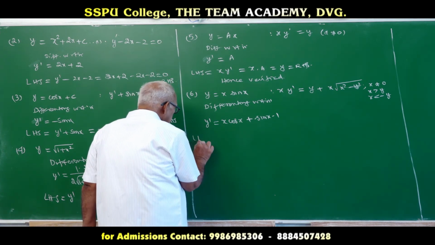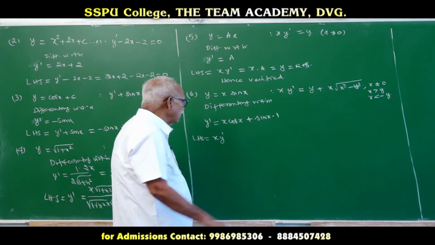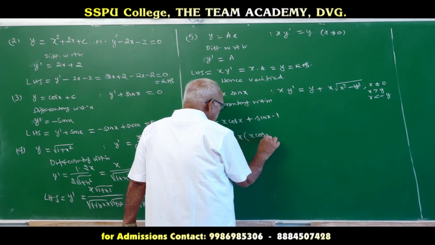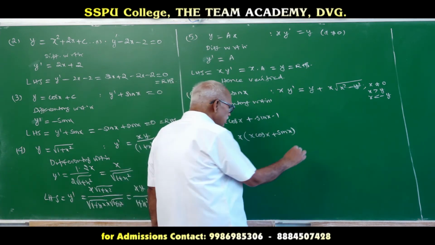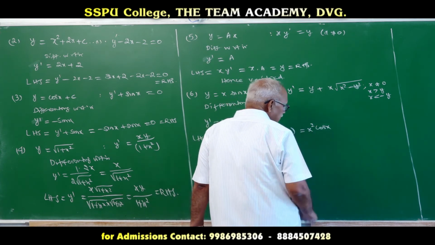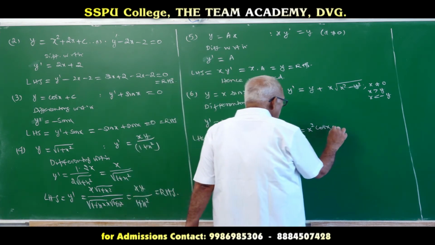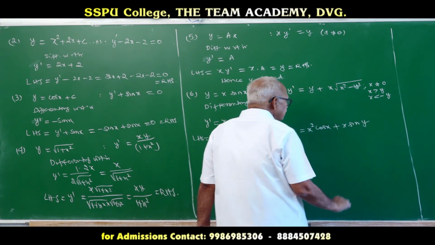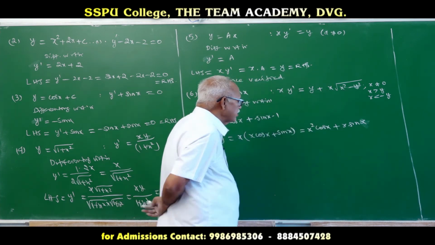Now, let us take LHS, x into y dash. What is y dash here? x into x cos x plus sin x. What is x into x cos x? That is x square cos x, plus x sin x. Now, we need x into root of x square minus y square.